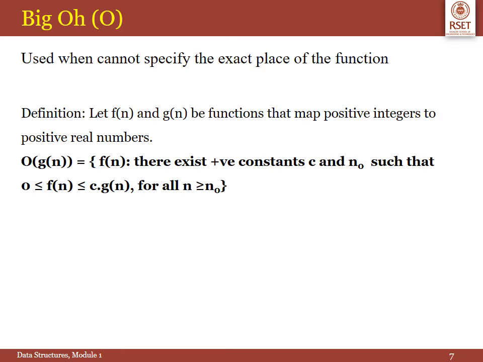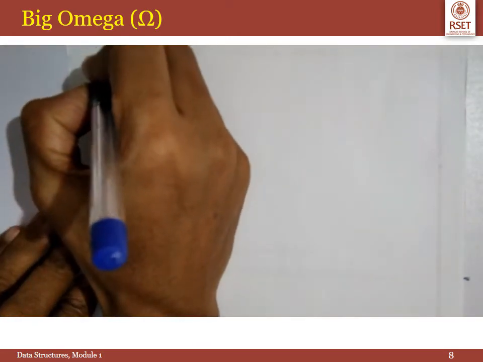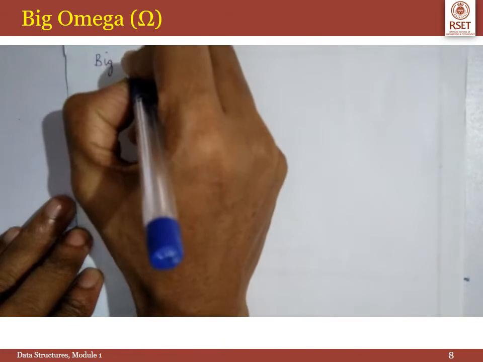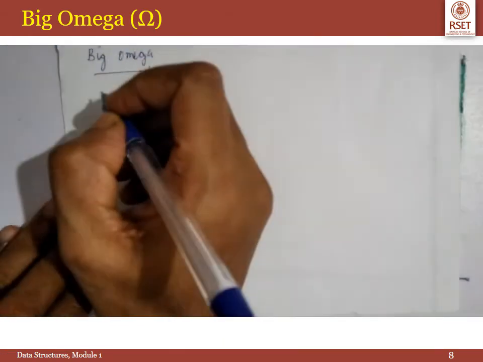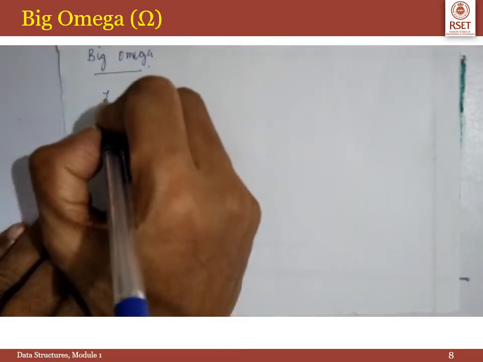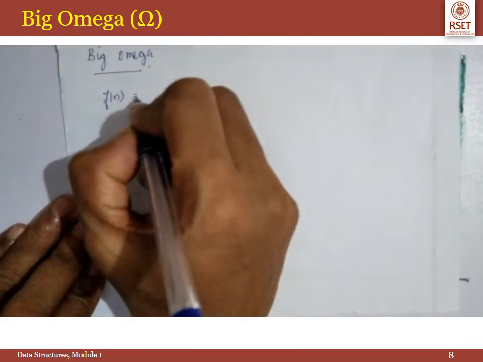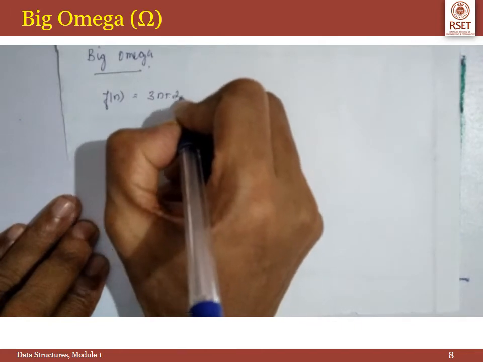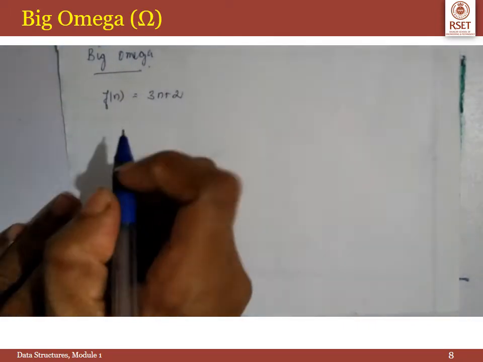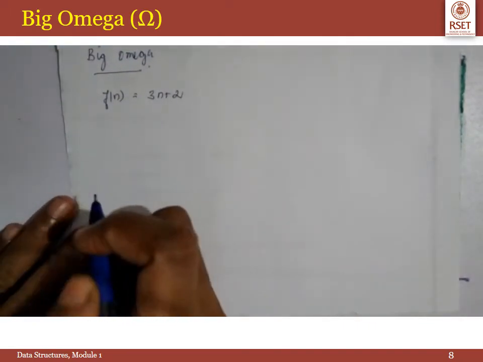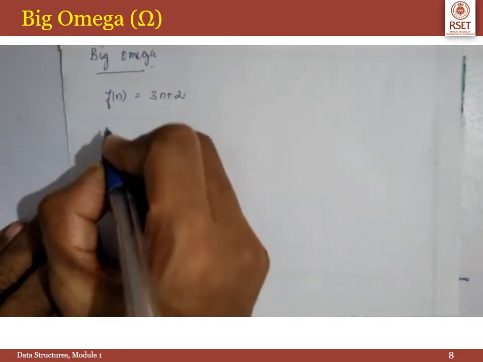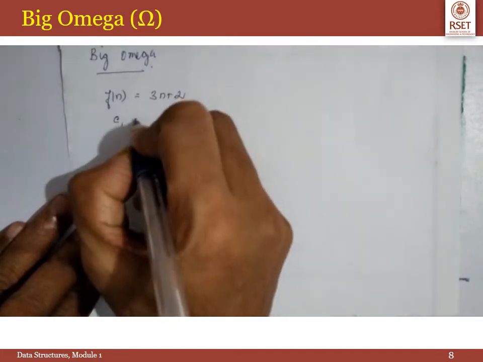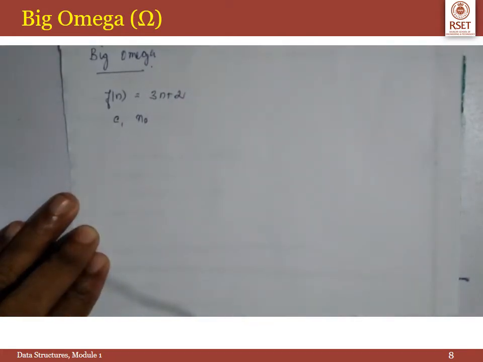Now let us find the asymptotic big omega value. Okay. Now again let us consider a function f of n. Let us take the same function f of n equals say 3n plus 2. Now your aim is to find the big omega value, which means the lower bound of your function. Okay. So again consider a positive constant c and another positive constant n0.